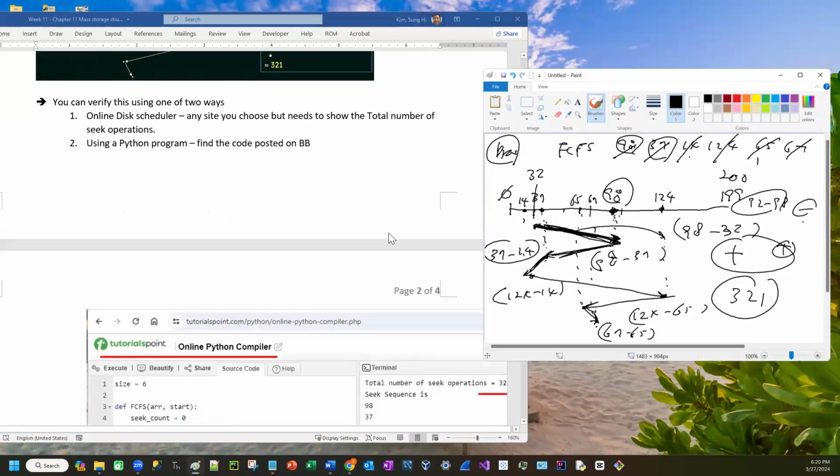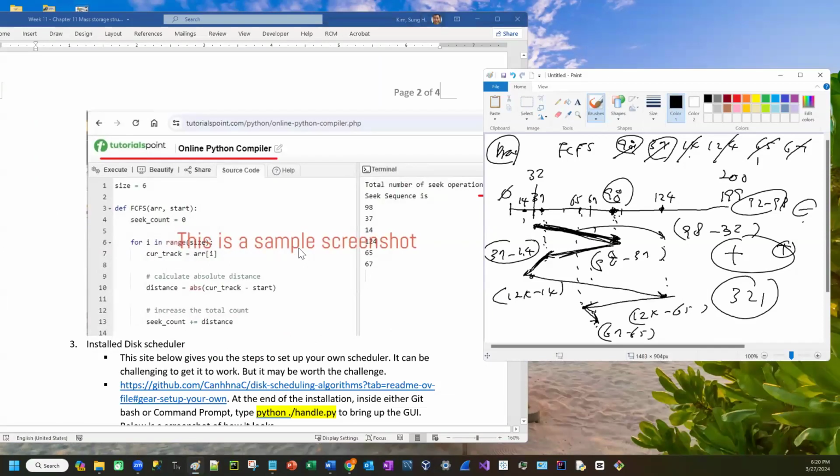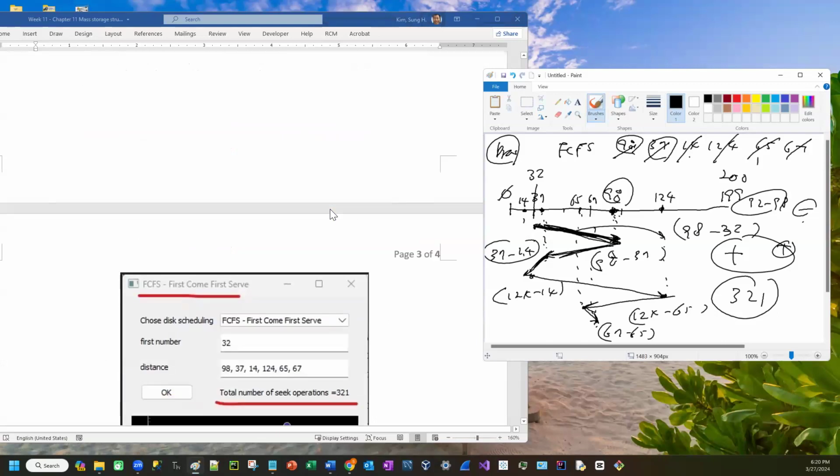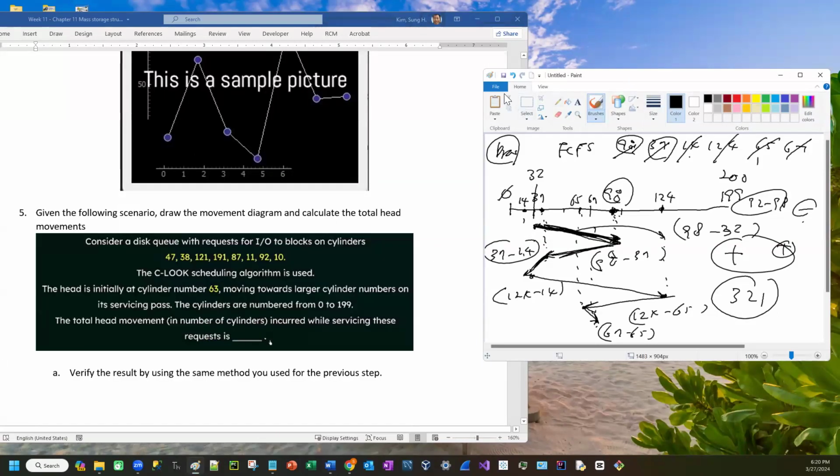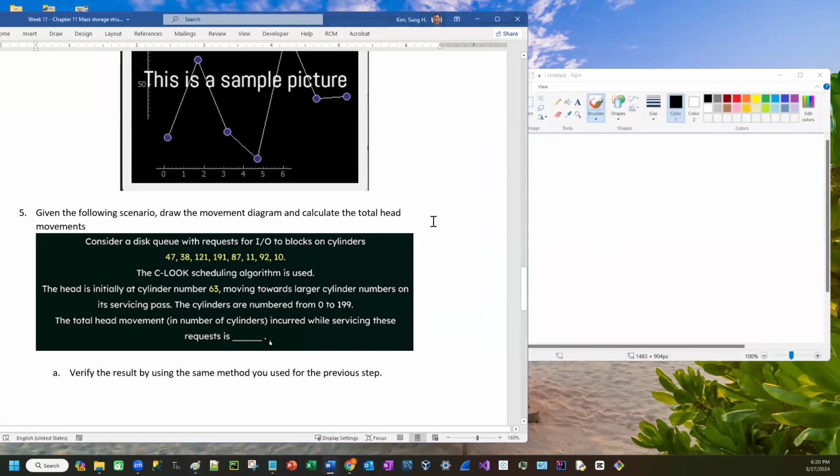So let's do another, and this is one where we're going to run the program using the lab. So I'm going to move on to the next one, and here I'm going to start a new one. Okay. And so here is the question. Considering this same thing, here's a list of the IOs, which is a 47 and so on, but this is using the C-LOOK scheduling algorithm, and I'll talk about what that is. The initial starting point is at 63. It also tells you that the head movement for servicing these requests is always toward the larger number.